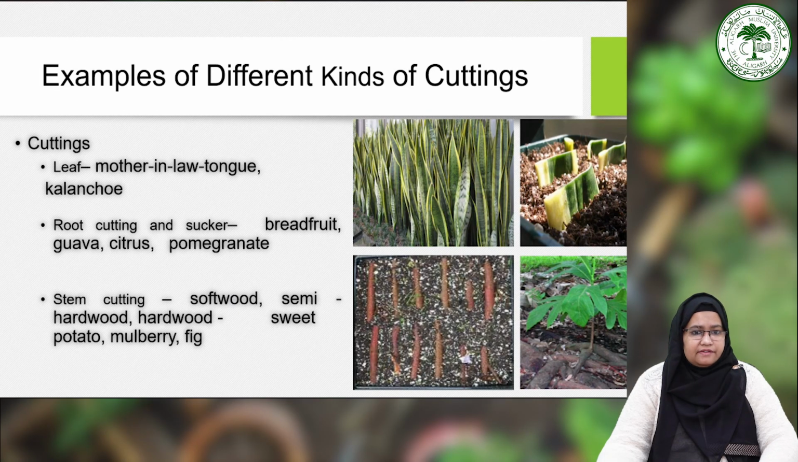This slide shows different examples of cutting types. For leaf cutting, we can use the mother-in-law tongue and kalanchoe plant. For root cutting, in plants like breadfruit, guava, citrus, pomegranate, we can use root cutting for propagation. And in plants like sweet potato and mulberry, we can use stem cutting for propagation.